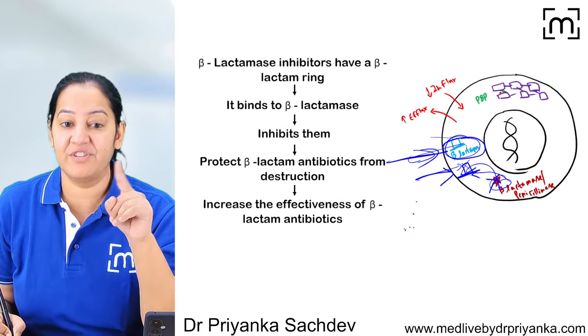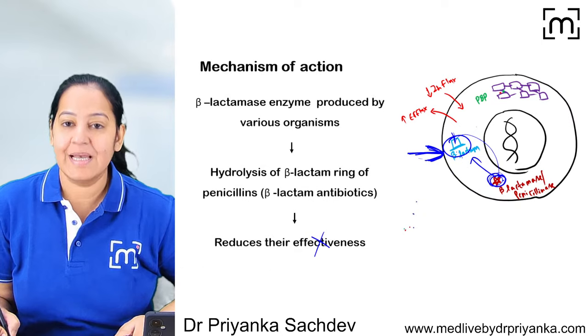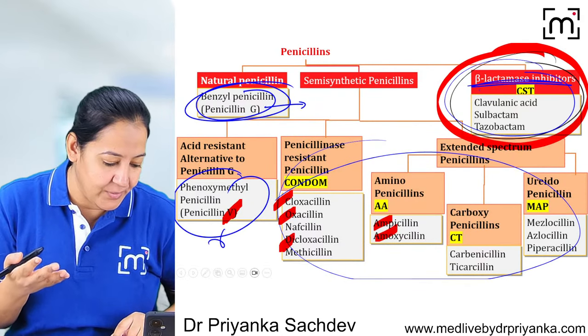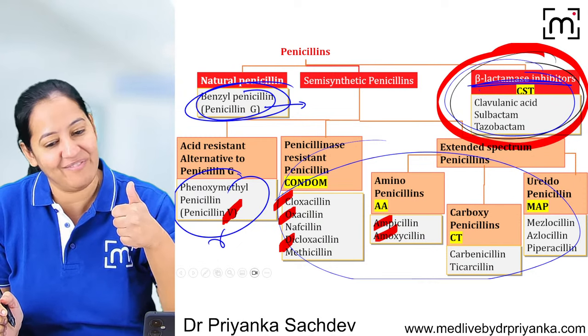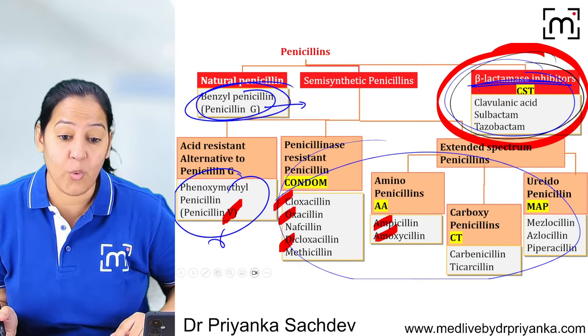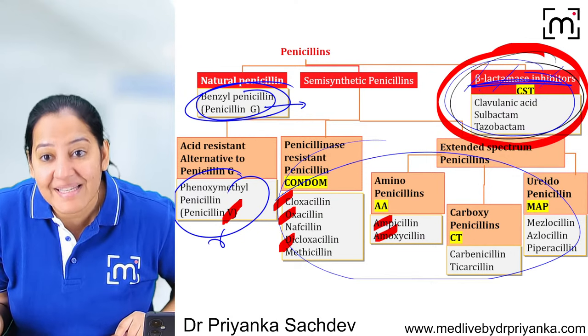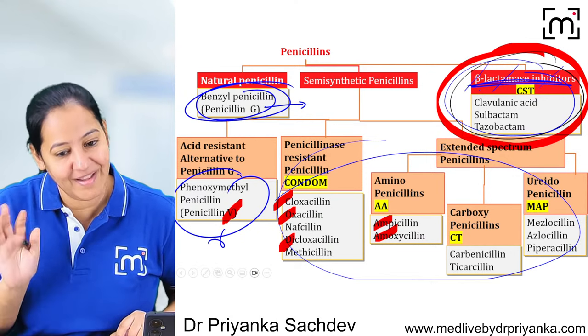So these drugs, which are the mimickers, are known as beta-lactamase inhibitors. The name itself indicates what they are doing. Give me a thumbs up, people. I'm trying very hard to explain to you, telling these stories like fun. Okay, so beta-lactamase inhibitors, they are inhibiting the beta-lactamase.